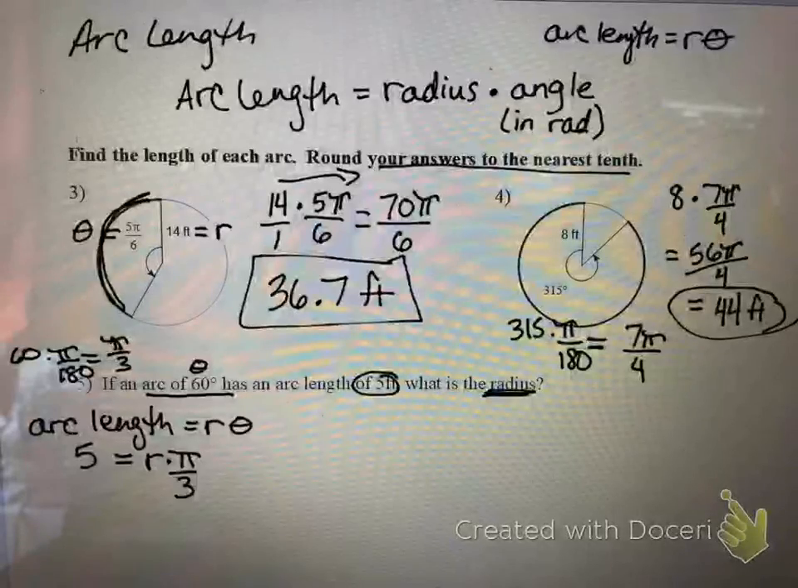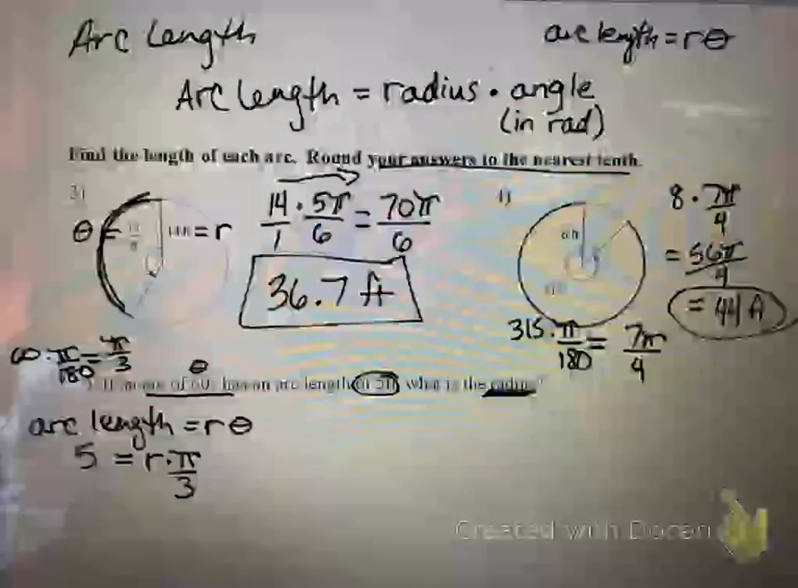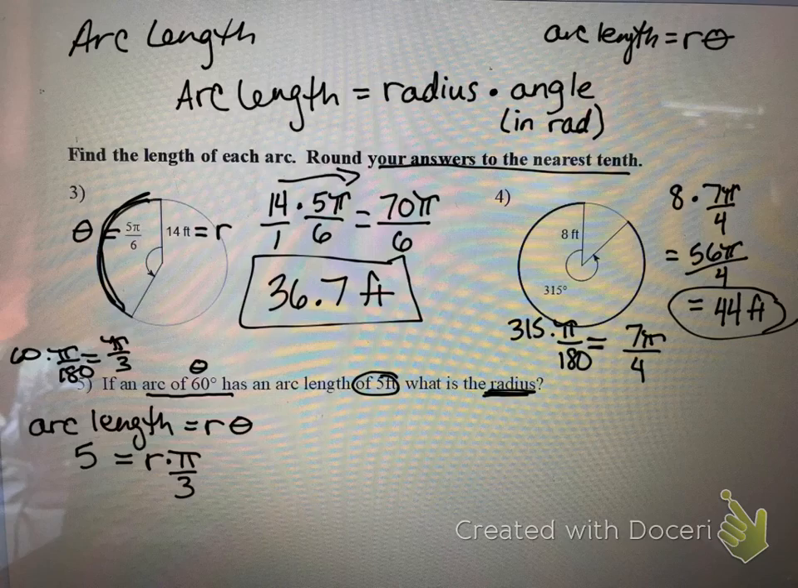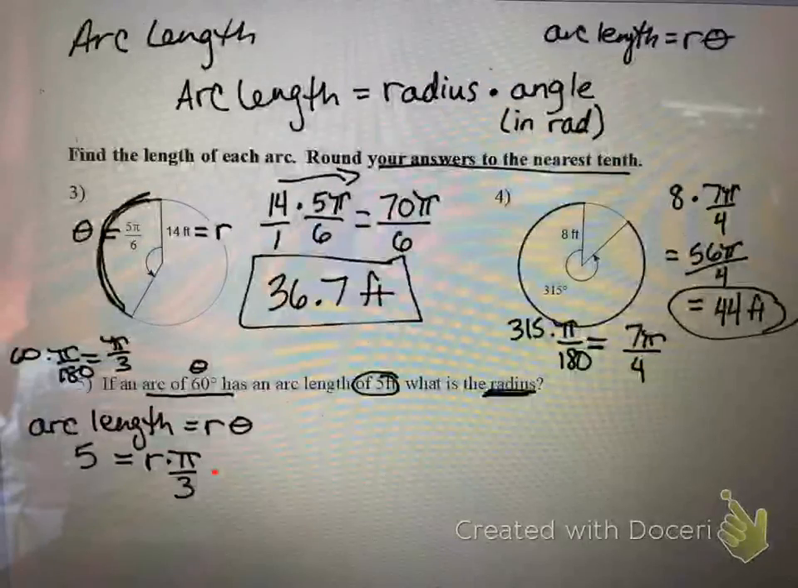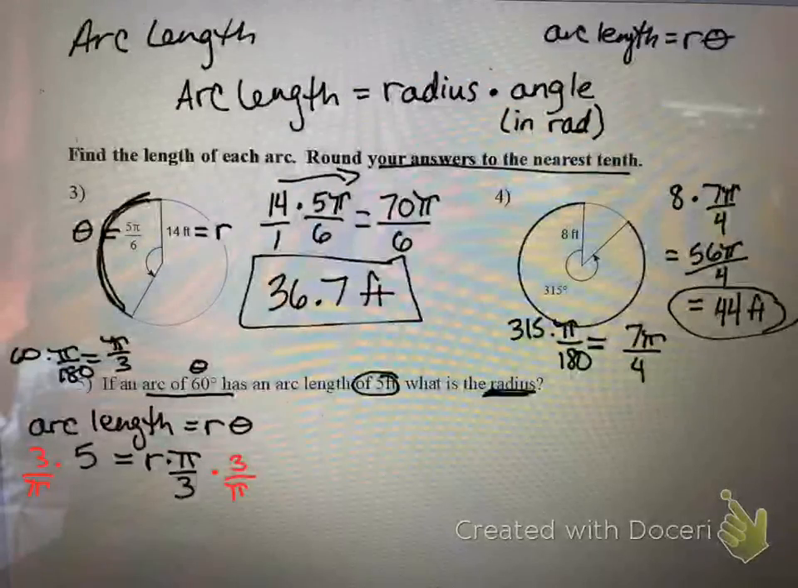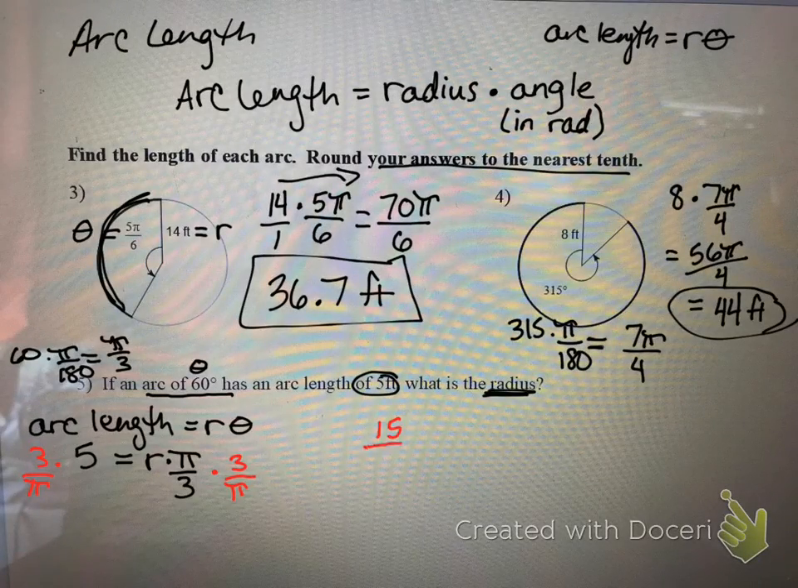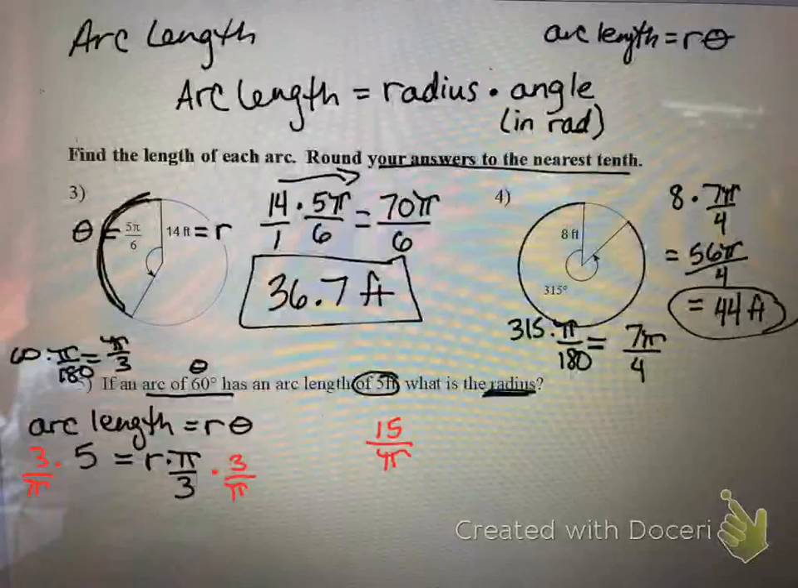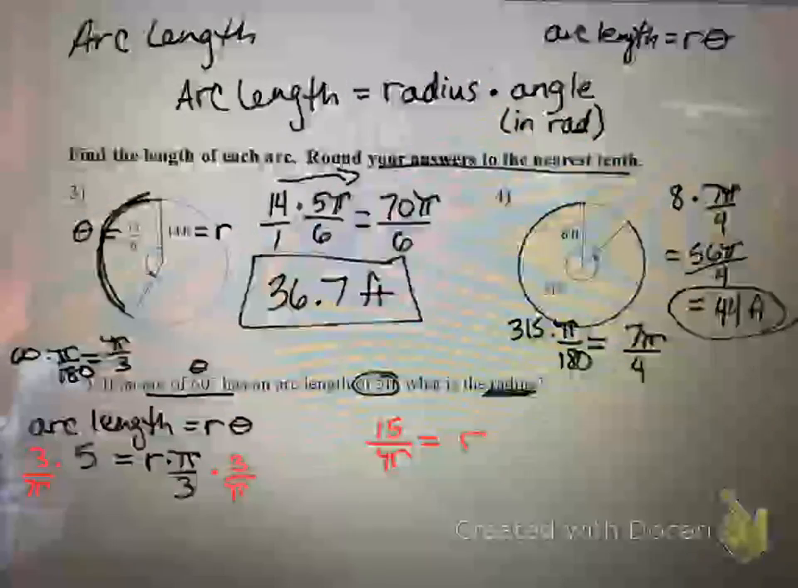So I have to get rid of the pi over 3. Right now it is being multiplied. So what we're going to do is, we can't divide fractions, so instead we're going to multiply by the reciprocal. So I flip the fraction and multiply that on both sides. So if I bring my work over here, I get 15 over pi for the radius.